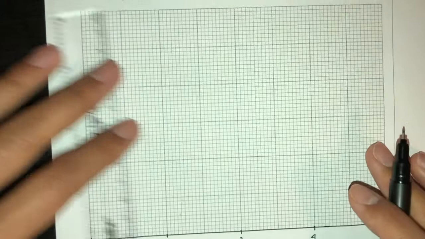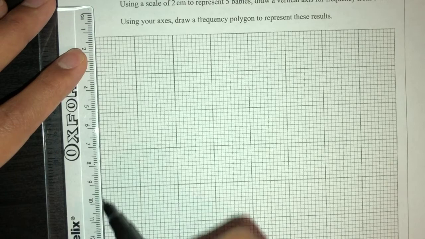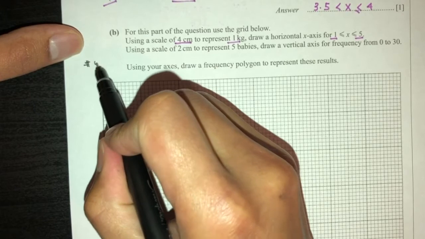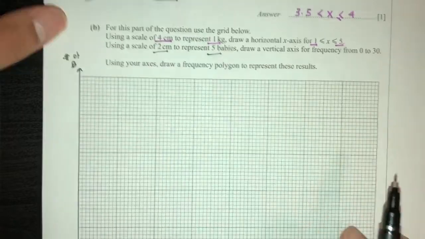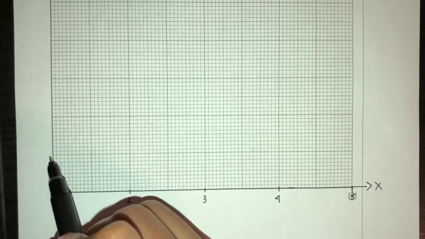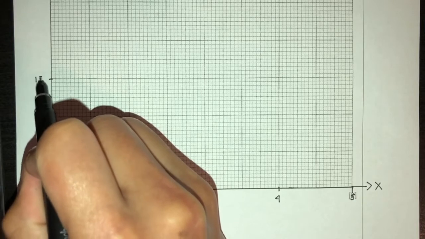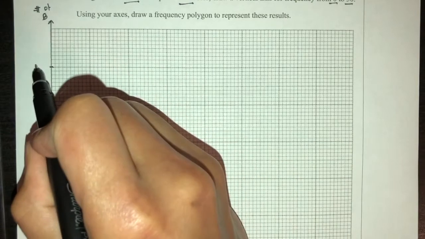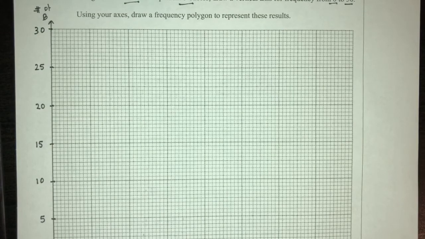Now we have to draw the vertical axis. The vertical axis will be for your frequency, which is number of babies. Label this as number of babies. Now it needs to be 2 centimeters for 5 babies from 0 to 30. So 2 centimeters will be right here. So 5, 10, 15, 20, 25, and 30. Okay, so that will be the y-axis.